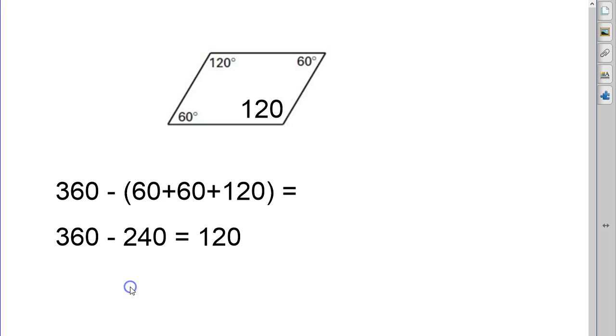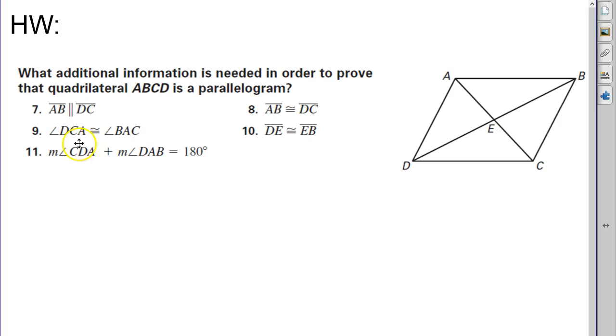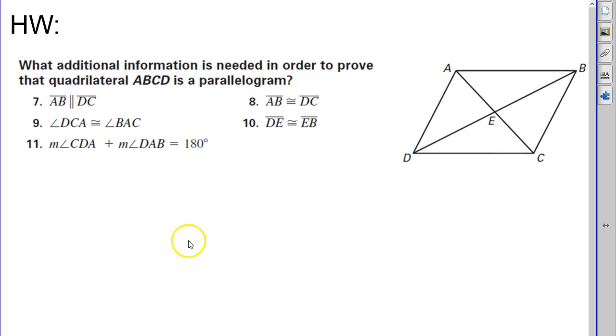So, yeah. Now, for homework, you've got 7 through 11 here, and what's happening is they're giving you one piece of information. You've got to figure out what other piece of information you would have to have as well as this to show that you've got a parallelogram. So there are actually multiple answers to this. It'll be interesting to see what you have for your answers as a class.